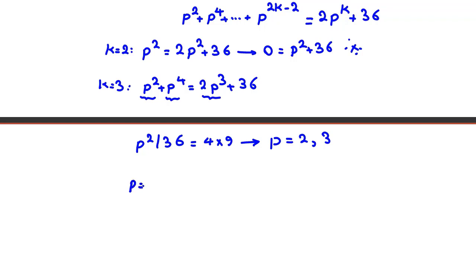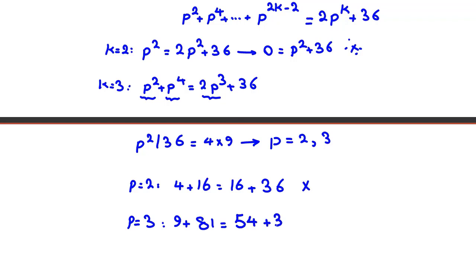So here, if p is 2, the left hand side is 2 squared, 4, plus 16, which is 20, and the right side is 2 times 8, 16, plus 36, which is greater than 20. If p is 3, 3 squared is 9, 3 to the 4th is 81. 2 times 27 is 54 plus 36. Oh, we found a good number. This one is 90, and this one, 54 plus 36, is also 90. So we found p equals 3 and k equals 3.